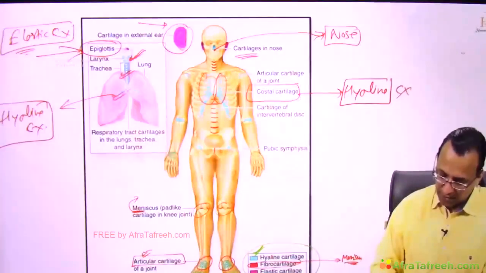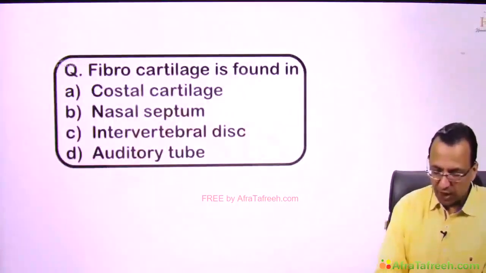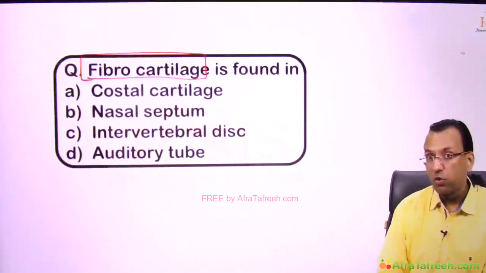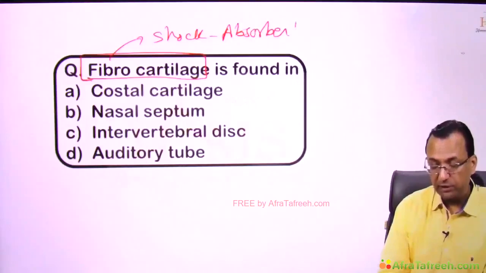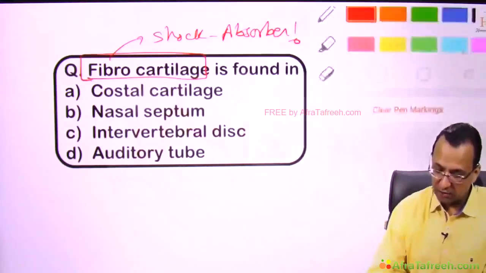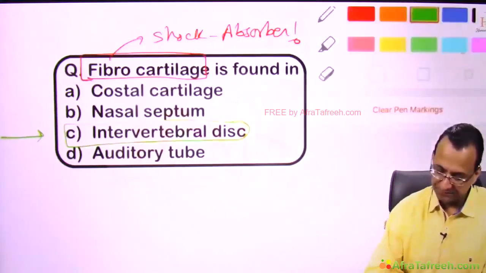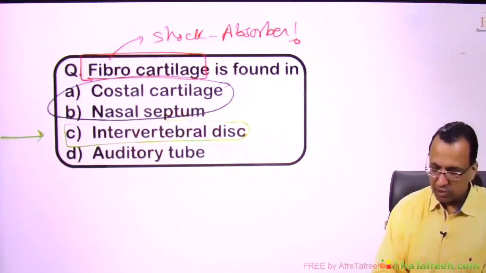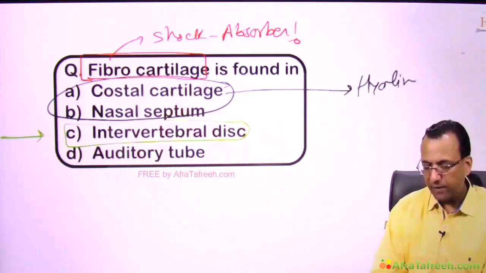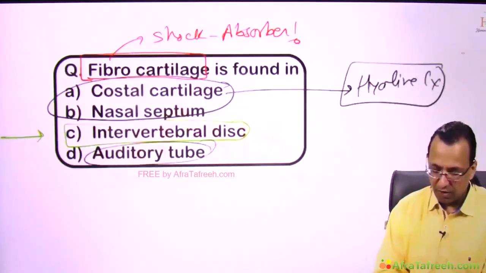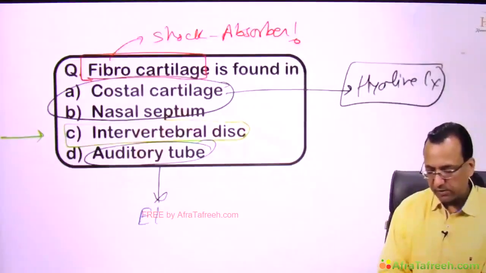We are now looking at this question. What do you think is the answer? If you're talking about fibrocartilage, I know it is a shock absorber. I have seen the shock absorber someplace. Where? You know the answer is the intervertebral disc. Then what about costal cartilage? What about the nasal septum? Maybe it is costal cartilage or maybe it is nasal septum. It was the hyaline variety. And what did you see in the auditory tube? Auditory tube, I know, is elastic cartilage.